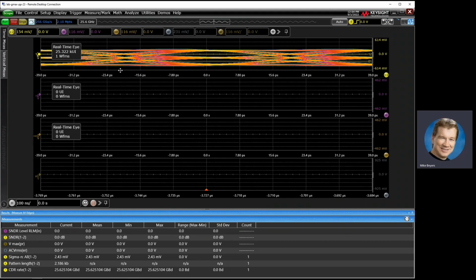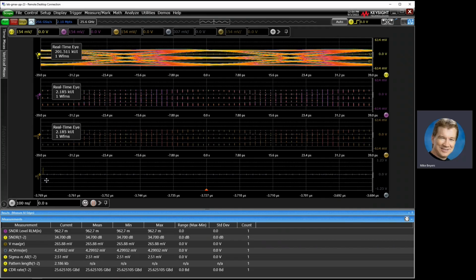I have about a 2 million point record here, so I'm getting lots of occurrences of my PTRS7 patterns. So I should be able to get the measurement in a single acquisition. Here you see the linear fit pulse response, the error waveform.